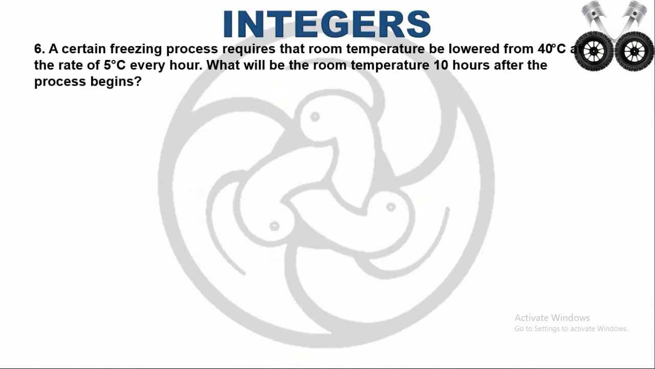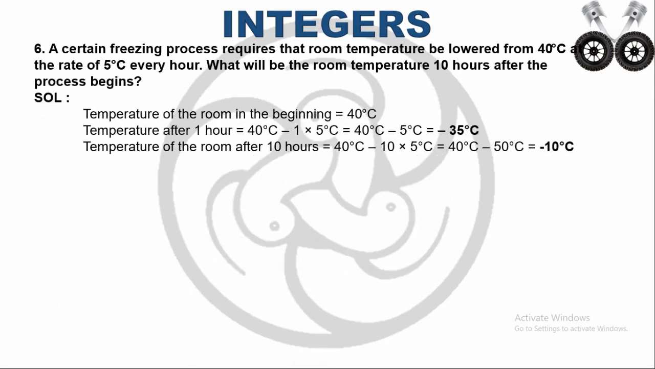Next one: a certain freezing process requires that room temperature be lowered from 40 degrees Celsius at the rate of 5 degrees Celsius every hour. What will be the room temperature 10 hours after the process begins? So what is the problem given here? Initially the room temperature is 40 degrees Celsius. Every 1 hour the temperature drops by 5 degrees Celsius.